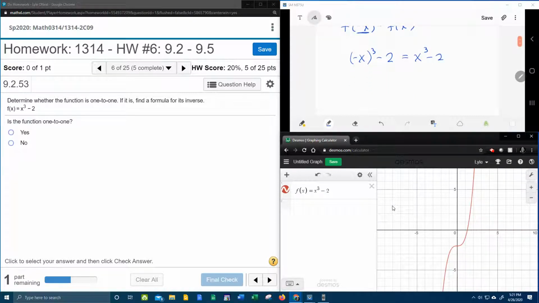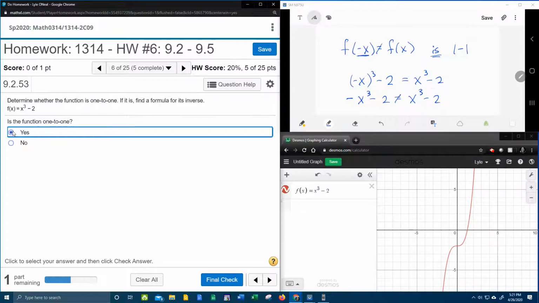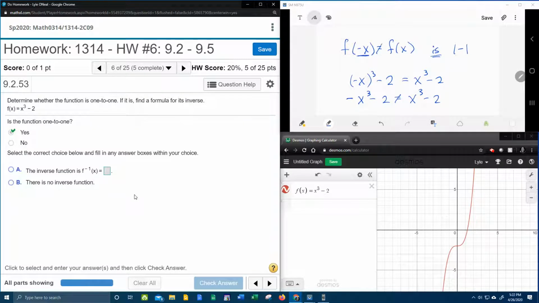okay? So a negative anything, negative x to the third, that means negative x times negative x times negative x, which is going to end up being negative x cubed minus 2 equals x cubed minus 2, and those are clearly not the same. Negative x to the third minus 2 is not the same as positive x to the third minus 2. And since those are not equal, then that means it is 1-to-1, okay? So this is 1-to-1. And now that we know that it's 1-to-1, we can find the inverse.